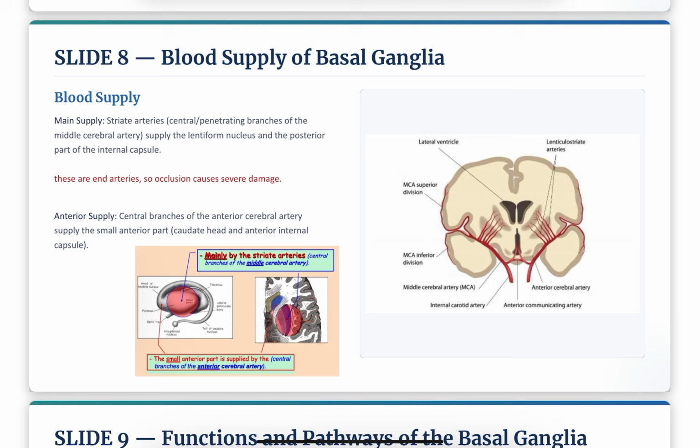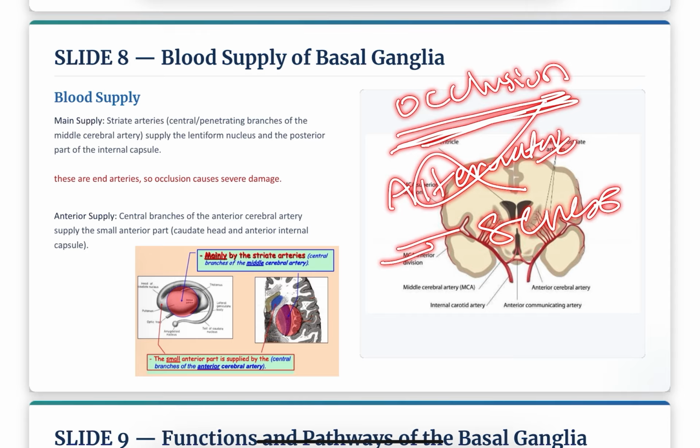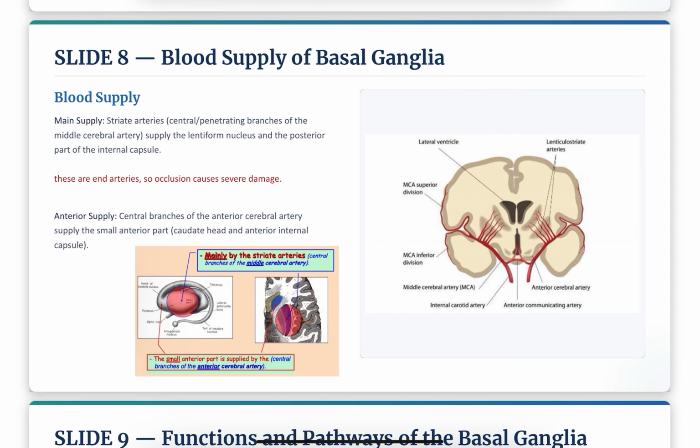Very important here to know that these striate arteries are actually end arteries. What do I mean by this? I mean, if one of them became occluded, so occlusion happened in one of them, there isn't an alternative blood supply. So if I have damage here, it's going to be severe. Nothing is going to make up for it.